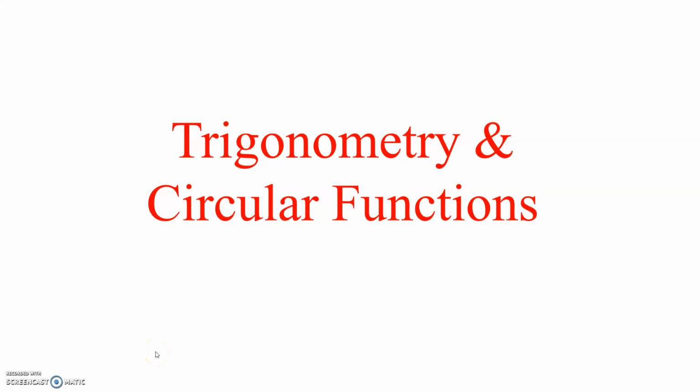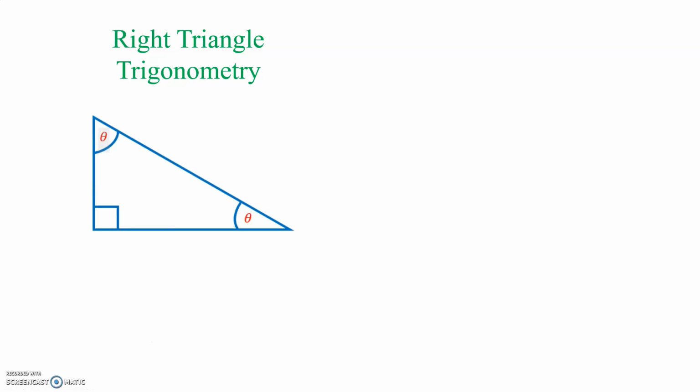Okay, in this lesson, we'll be looking at trigonometry and circular functions. So up to this point, all we've done is right triangle trigonometry. So we were bound by the right triangle, meaning the thetas that we worked with were all acute angles. So theta was bound by being between 0 and 90 degrees.